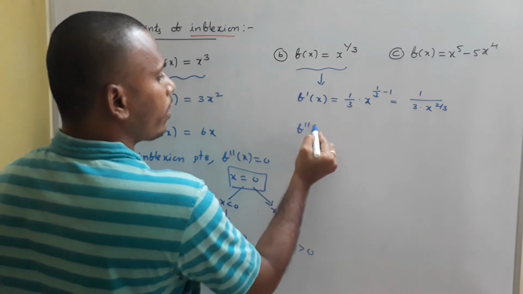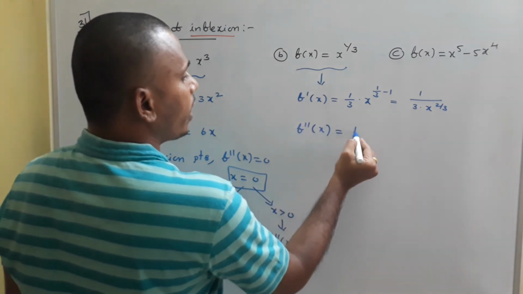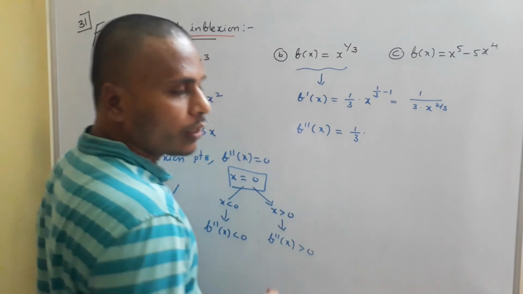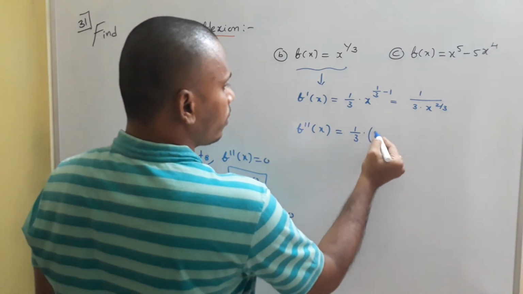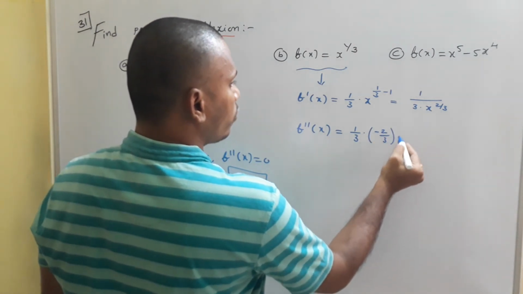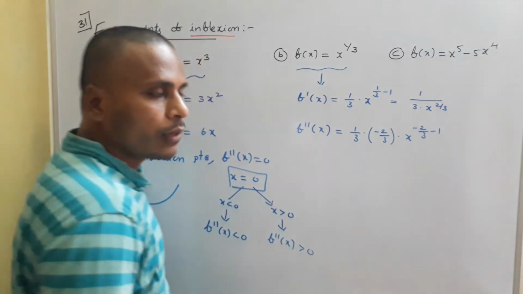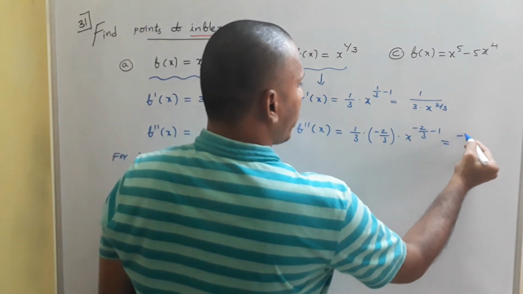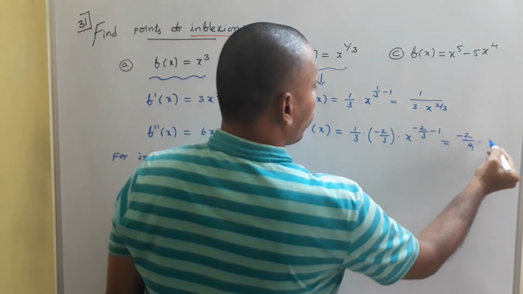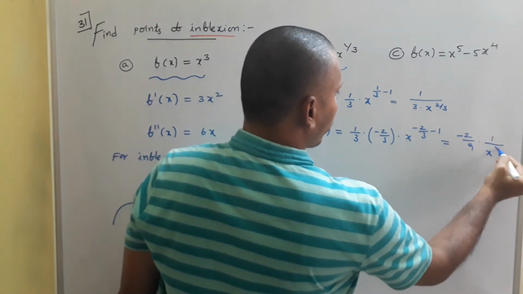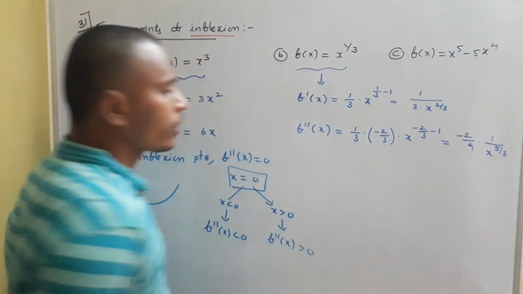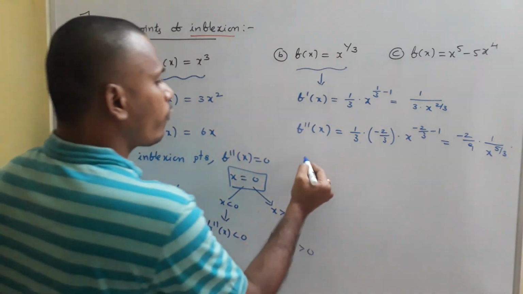Then what to say about f double dash of x? f double dash of x is equal to 1 by 3 into minus 2 by 3 into x power minus 2 by 3 minus 1. And if you simplify, you will get minus 2 by 9 into 1 by x power 5 by 3. Now for inflection points.